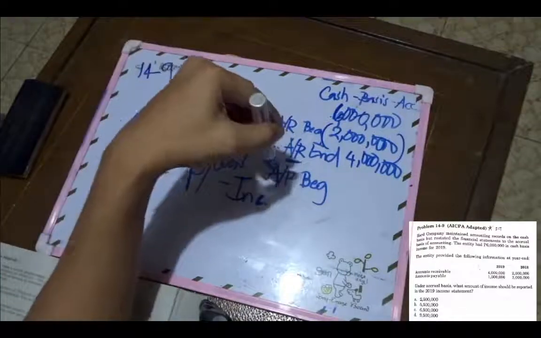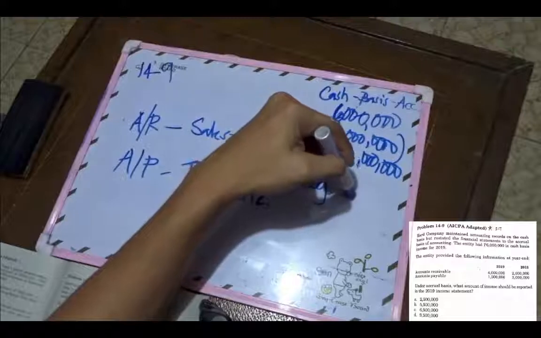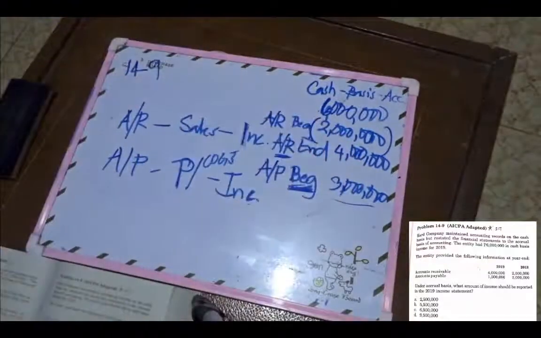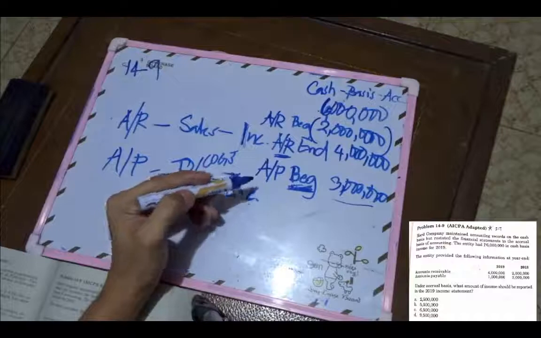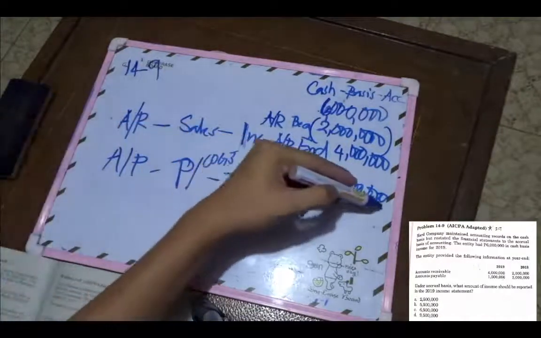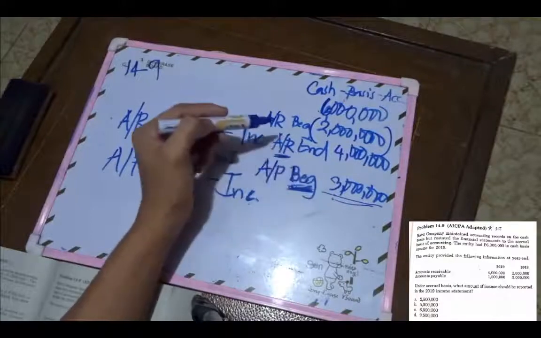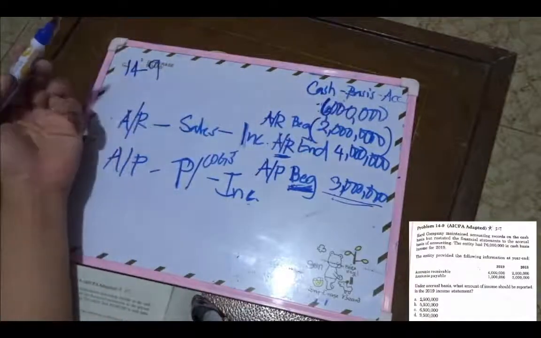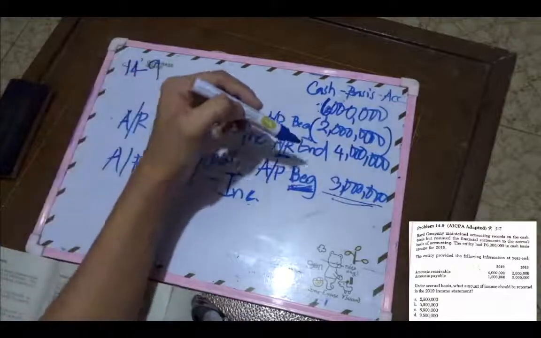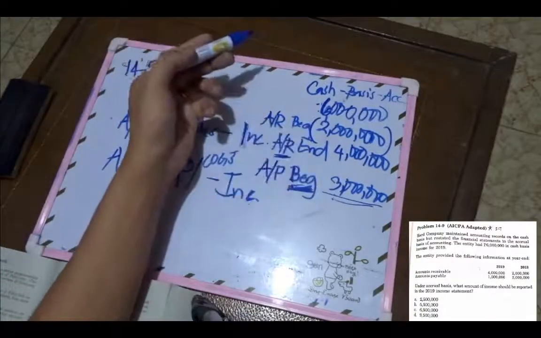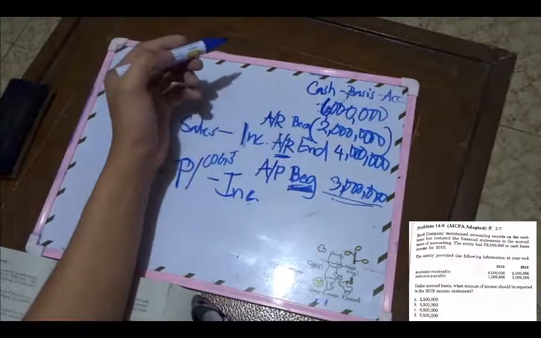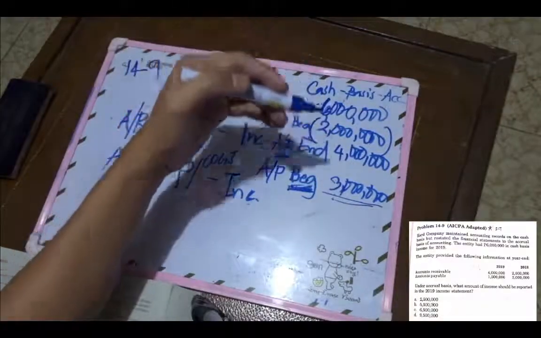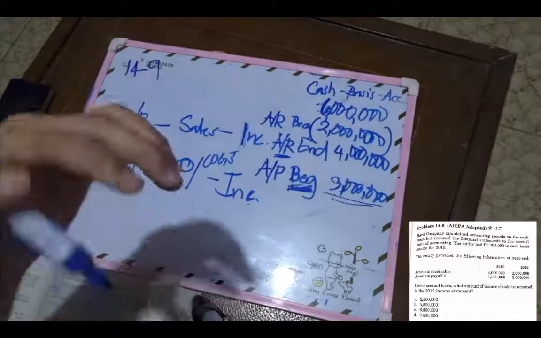Now, accounts payable beginning has a balance of 3 million. Same as AR, this beginning of 3 million refers to purchases from last year. But because this was paid this year, it has been included in this 6 million cash basis income. So, in order to reverse the effects, you need to add it back. Okay? Because it has been deducted from your total income given that the payment was made in the current year. So to reverse the effects, you need to add it back.